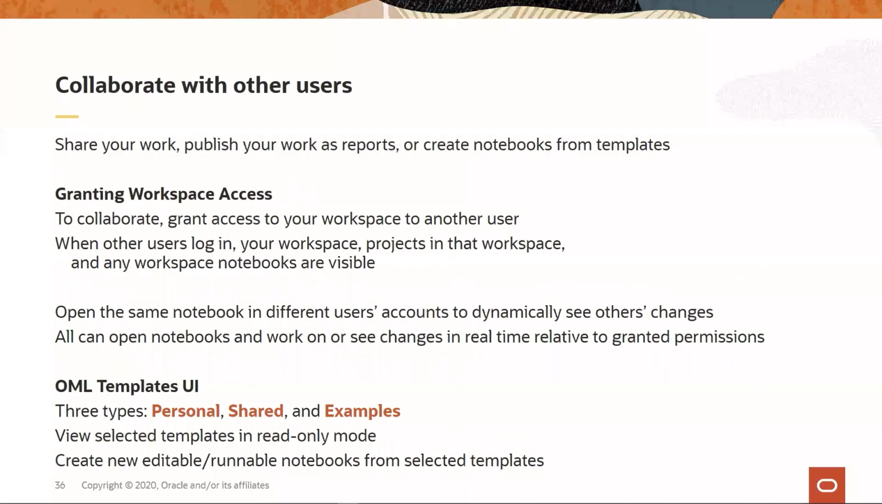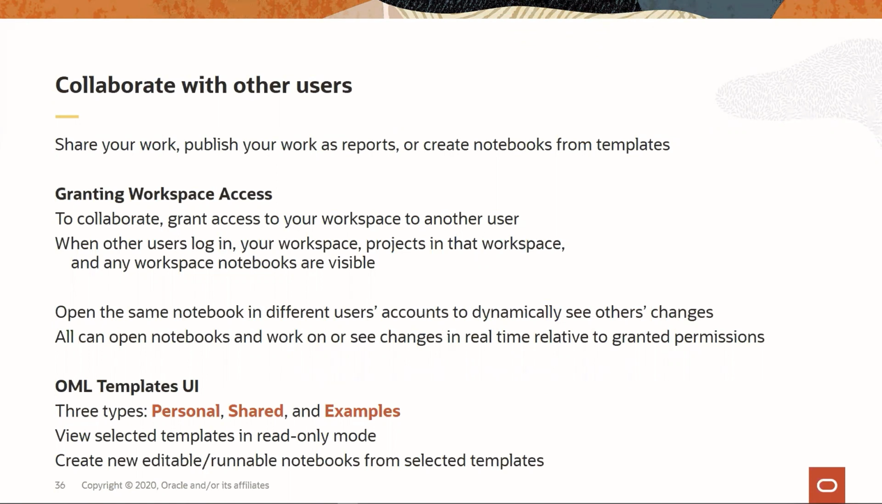So collaboration, let's just briefly summarize what we were saying with collaborating with other users. So you share your work, you publish your work as reports or create notebooks from templates. The unit of sharing is the workspace, so you want to be able to grant workspace access with that, so when those users log in, they can see any of the projects or notebooks that are in that workspace. And what they can do in that is relative to the permissions that they've been granted. They can open the same notebook across many different users, so they can interactively, dynamically see one another's changes and work on things in real time.